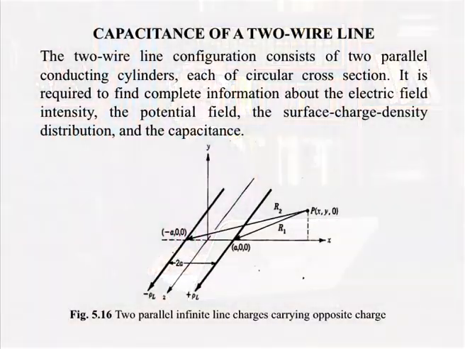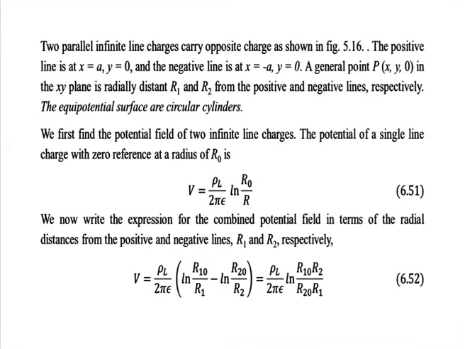Finally, we come to the capacitance of a two-wire line. The two-wire line configuration consists of two parallel conducting cylinders, each of circular cross-section. We are required to find the complete information about the electric field intensity, the potential field, the surface charge density distribution, and the capacitance. In figure 5.16, we have two parallel infinite line charges carrying opposite charges. The positive line is at x equal to a, y equal to 0, while the negative line is at x equal to minus a, y equal to 0.